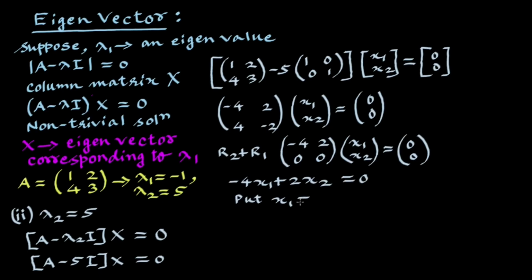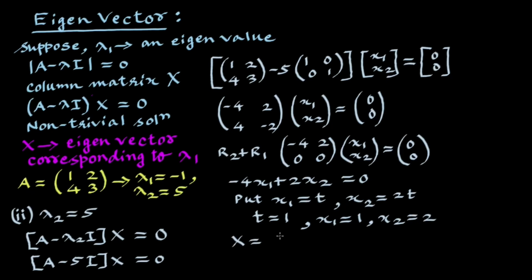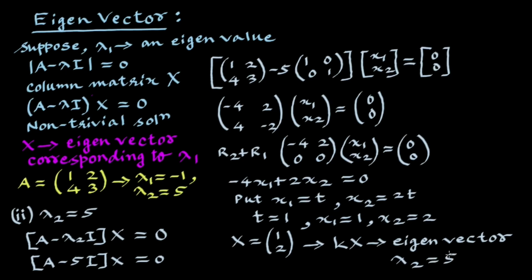Putting x1 equals t, x2 will be 2t, and if t is 1, x1 is 1 and x2 is 2, and hence eigenvector X will be column matrix 1, 2, and its any non-zero multiple k will be the eigenvector corresponding to eigenvalue lambda 2 equals 5.